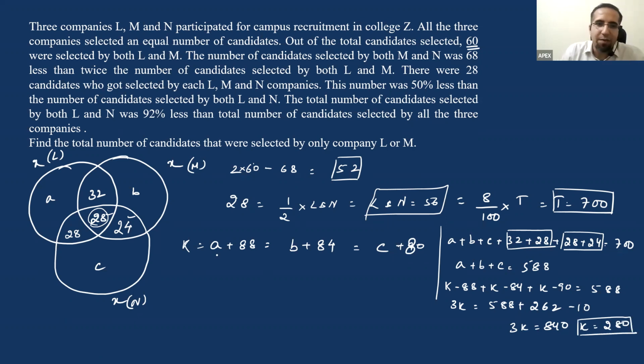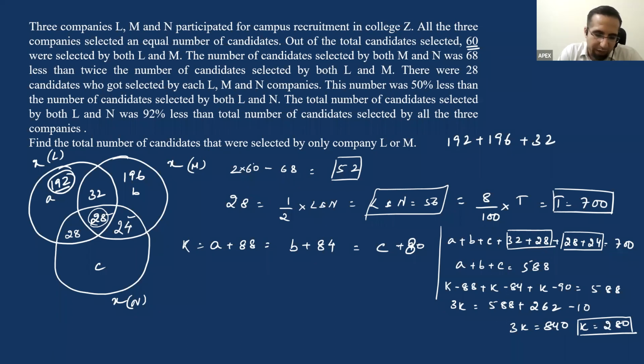Yeah. So 280 minus 88 is the value of A. 280 minus 88 is 192. Clear? What is the value of B? 280 minus 84, which will be 196. Clear? And finally, we are looking at the value of C. We don't need it because the question is asking you to find the total number of candidates selected by company L or company M only, which is going to be this 192. My answer is going to be 192 plus 196 plus 32.